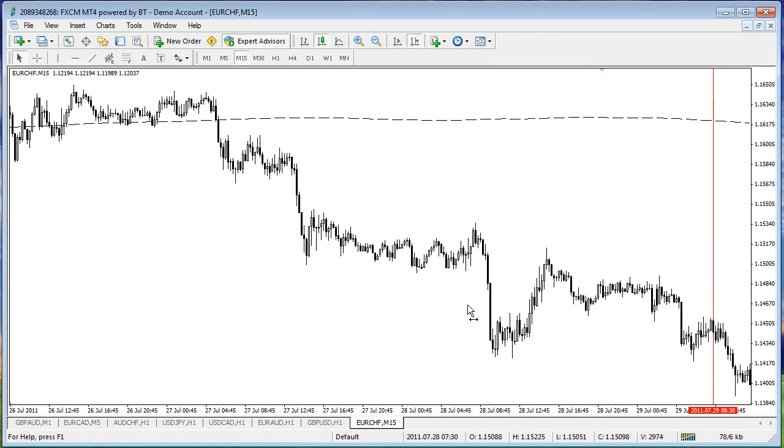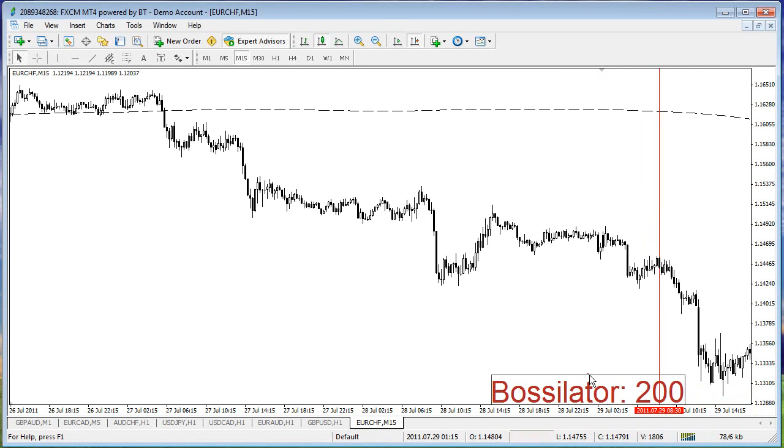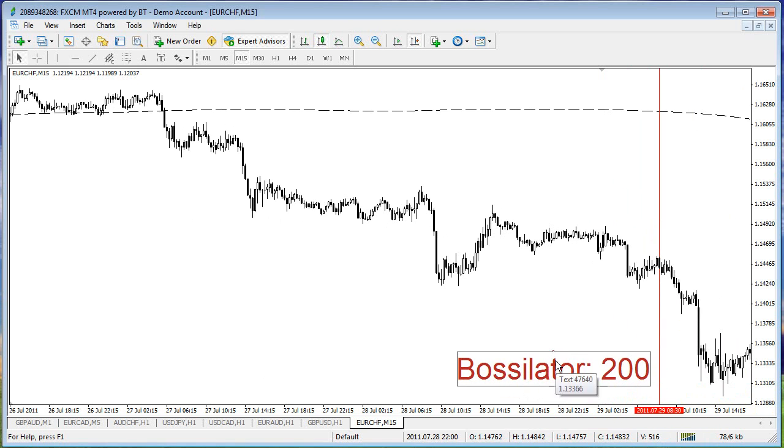The first order of business when thinking about trend trading with the Bosslator is to get a reading of 200 on the Bosslator. I've marked that area on my chart with a vertical line. That's the point at which this currency pair has been away from the 800 period simple moving average for 200 candles or periods of time. This is a 15-minute chart for the Euro Swiss.